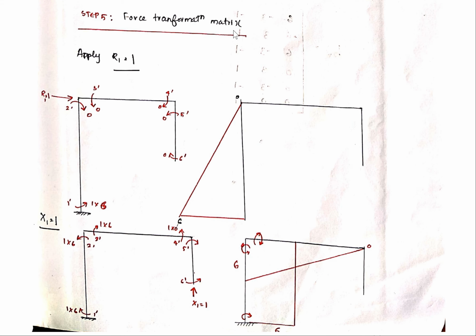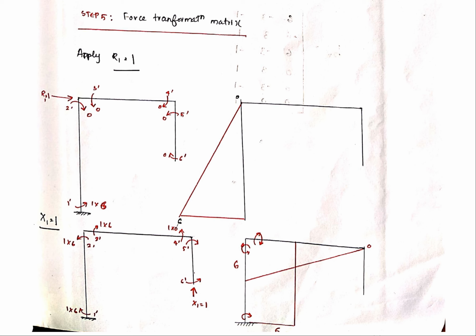Now let's form the force transformation matrices, BR and BX. To find the BR matrix, apply R1 equal to 1. We have only one non-system force R, so apply R1 equal to 1. Then find out the value of each coordinate.